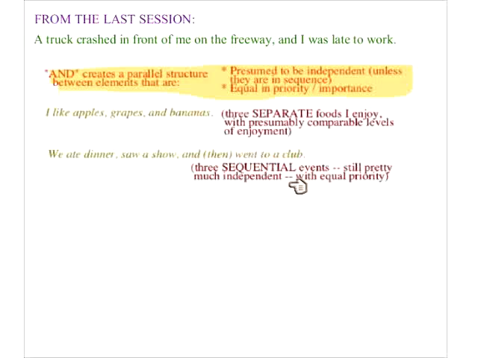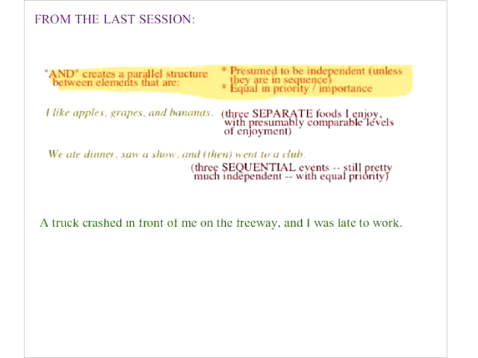We ate dinner, saw a show, then went to a club. These are sequential, but they're basically still separate. Like, none of these things are sub-functions of any of the other ones, or dependent on any of the other ones, or components of any of the other ones, and so on and so forth. So this is how the word "and" works.